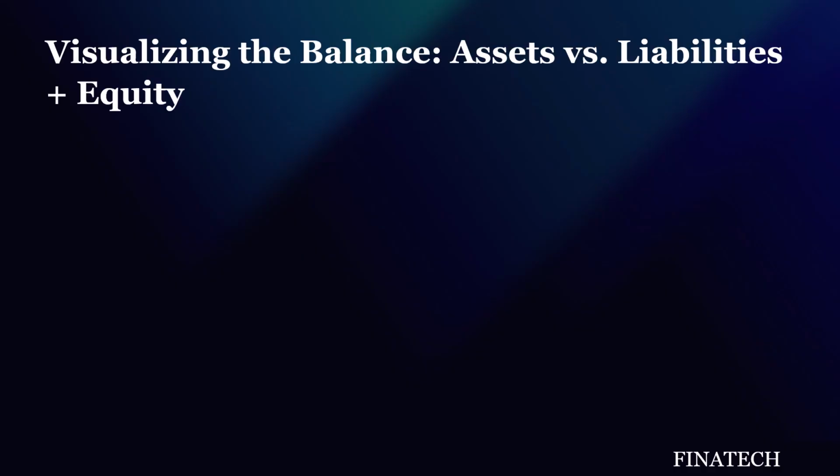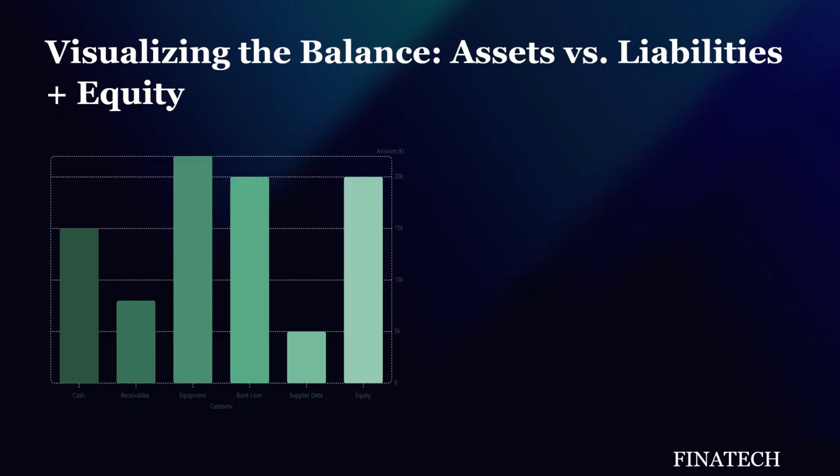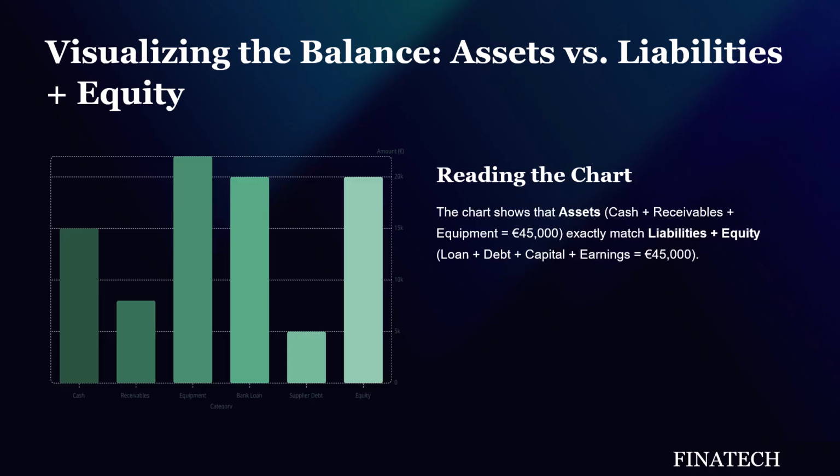This is visualizing the balance of assets with liabilities plus equity. This is a graph. The graph shows the cash, the equipment, the bank loan, the supplier debt, the equity, and let's read the chart.